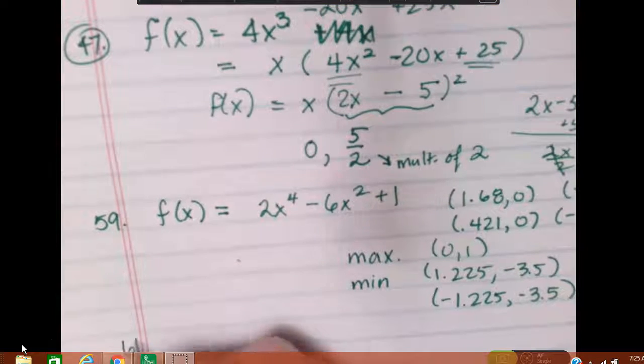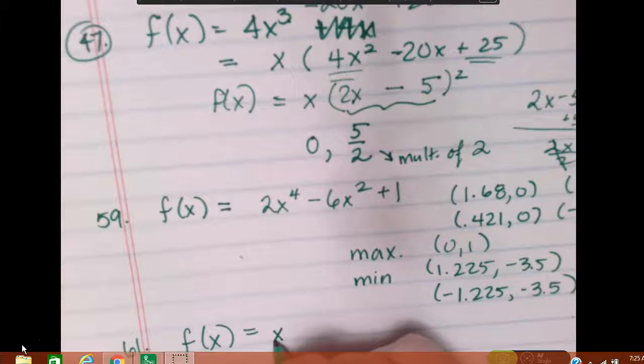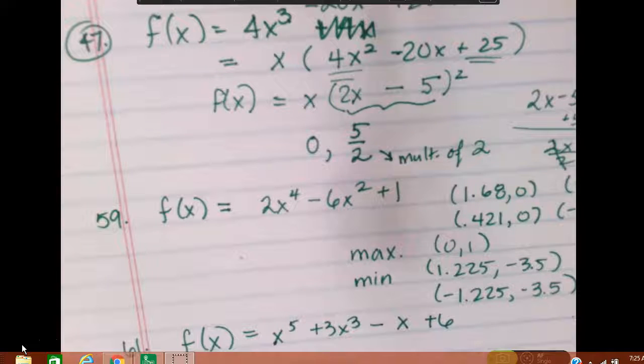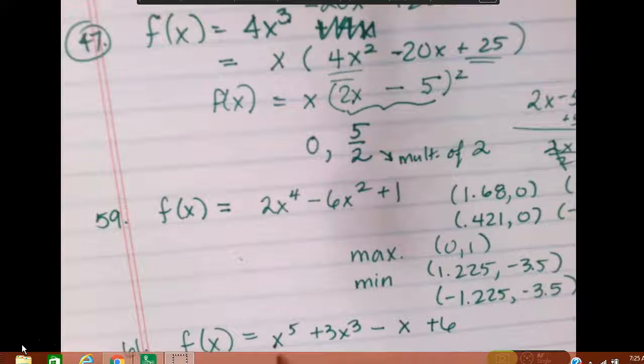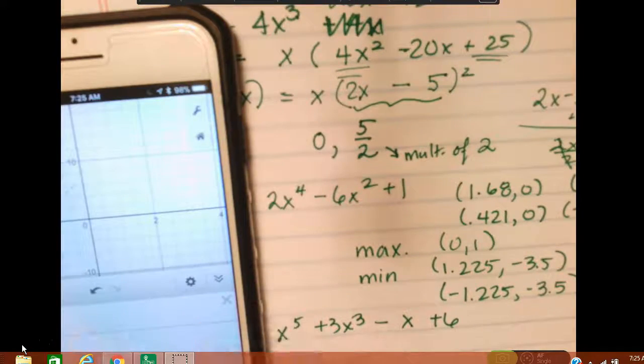So number 61, we've got a new function with a 5th power. We've got x to the 5th plus 3x cubed minus x plus 6, and so I need to graph that. So x to the 5th, no, that's a subscript. X raised to the 5th plus 3x cubed minus x plus 6.